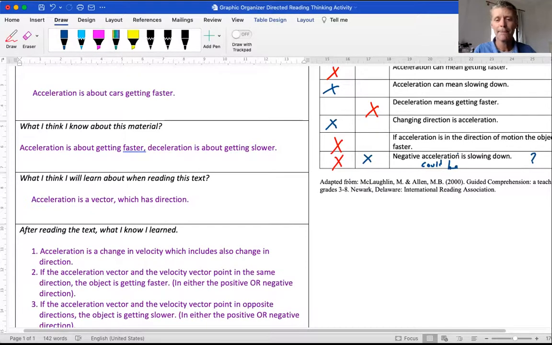So that is a rough outline of how the DRTA process can be used. With the direct reading thinking activity, you are simply guiding the students before they read with some questions to think about to help them focus. And then they have something to look for while they are reading. And then after they read, they make some comments about what they did learn. And it's a very useful tool.